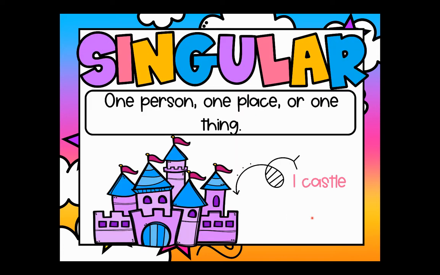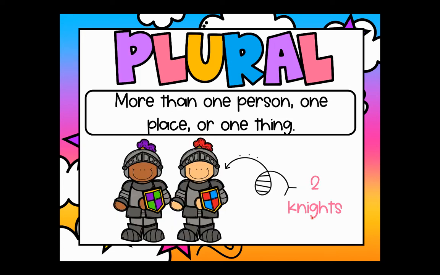So here we have a singular noun, one person, one place, or one thing. And in this case, we have one castle. So we just say castle because we only have one. Now, if we're working with plural nouns, on my screen I see not one knight, but two. So if I have more than one person, more than one place, or more than one thing, I need to do something to my noun. So if we look on here, it says two knights. And I added an S at the end to make it plural because there's more than one.